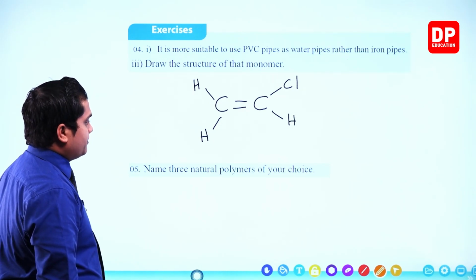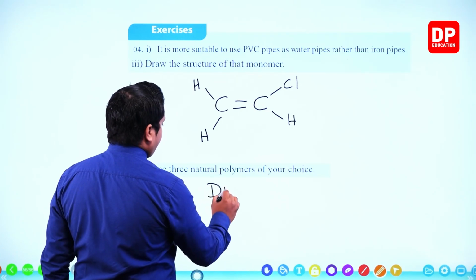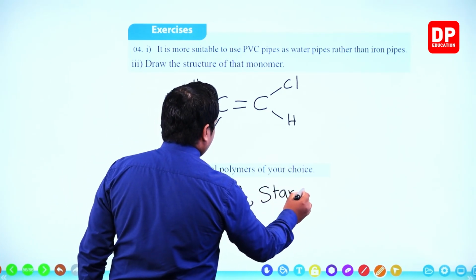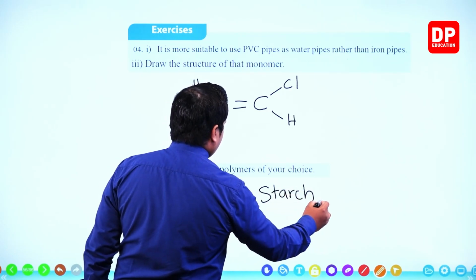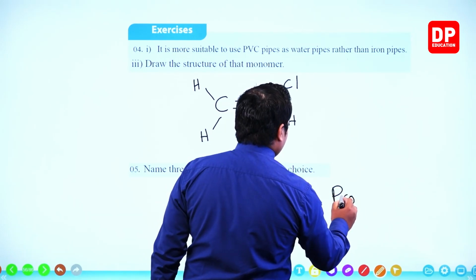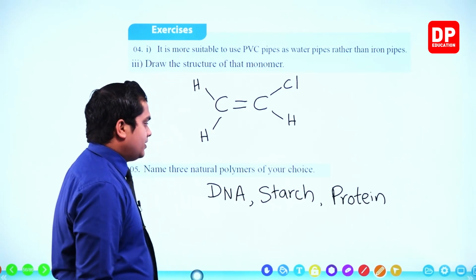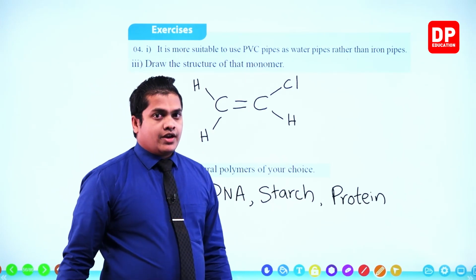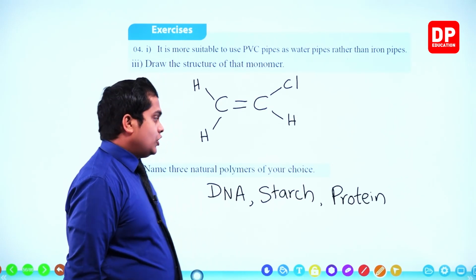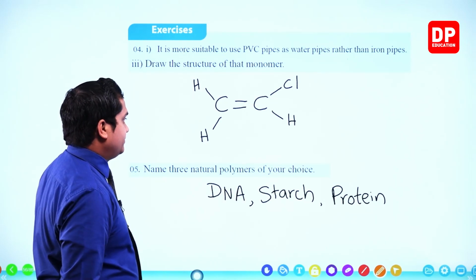Name 3 natural polymers of your choice. DNA, starch, proteins. Right? DNA, starch and protein, and also rubber is considered as a natural polymer. So, these are the natural polymers, my dear children. Right then.